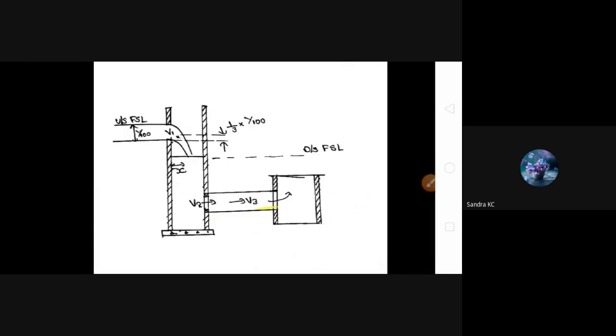Okay, that's all about second step. Okay, did you understand up to this?